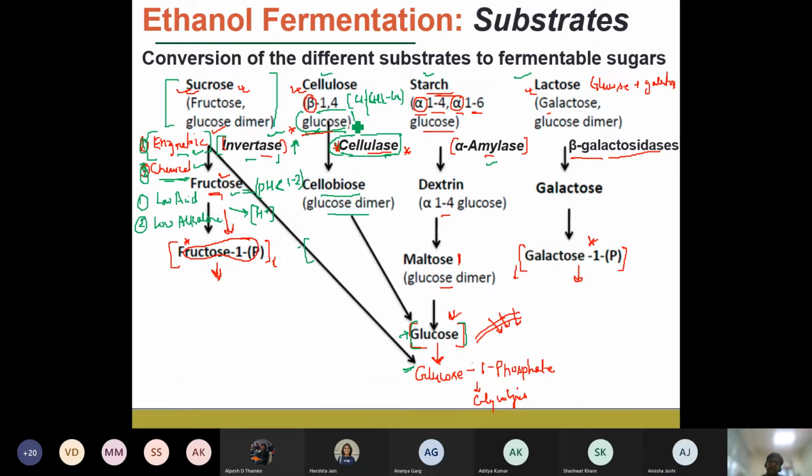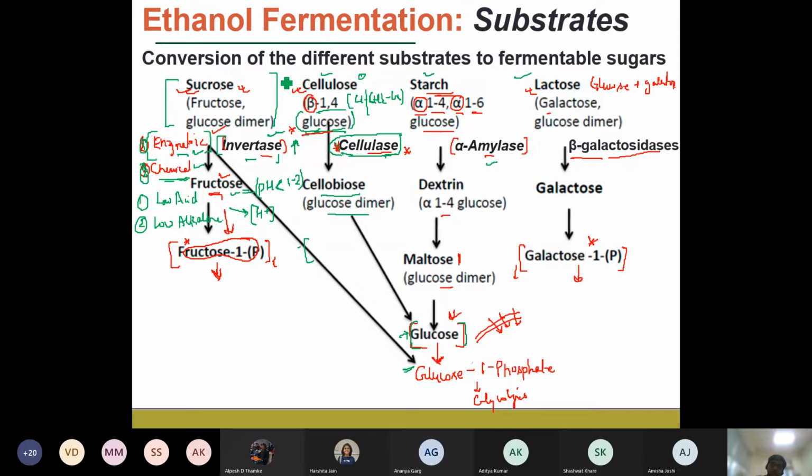That means disaccharides are made up of two sugar molecules, and polysaccharides are made up of a long chain of sugar molecules. Like in the case of cellulose, it's made of a long chain of glucose units. So bacteria cannot consume these disaccharides or polysaccharides. They need to be in the form of monosaccharides.